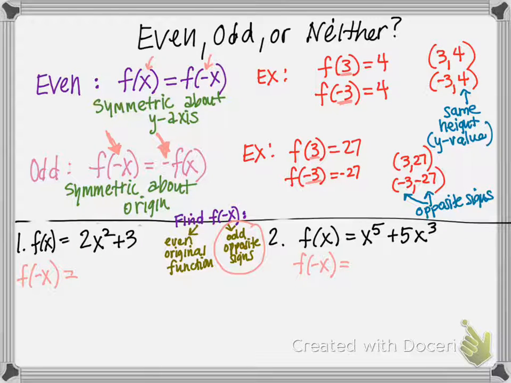So if I plug in negative x into the very first function, that just means wherever there's an x, replace it with negative x. I would have 2 times negative x squared plus 3. Order of operations, I have to square first, right? Exponents. So negative x times negative x, in fact, I'll expand this out. Negative x times negative x is positive x squared. So this becomes 2x squared plus 3.